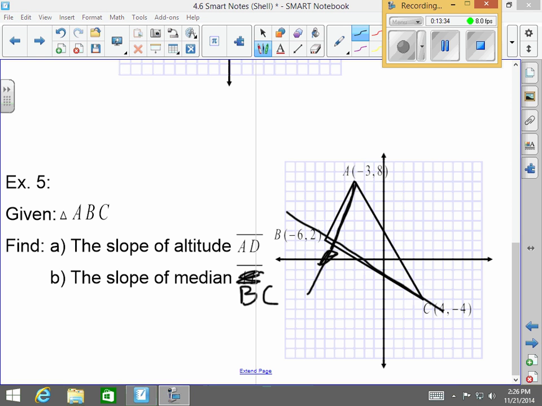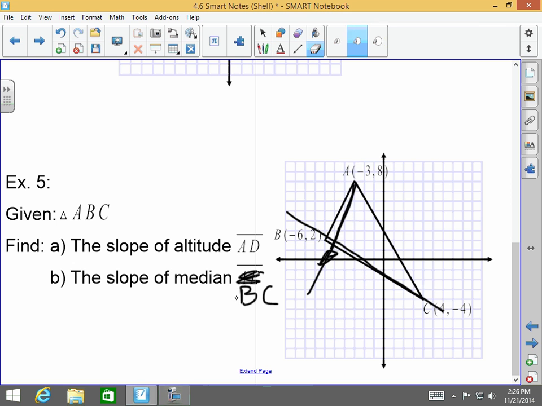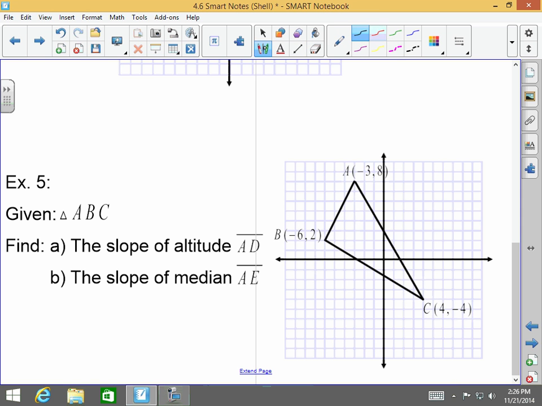And guys, actually, I did not make a mistake at all. I'm calling the median AE. It is median AE. I didn't say it's the median to BC. I'm just saying median AE. Okay, so we're finding the altitude of AD. Well, in order for us to find the slope of the altitude, let's first find the slope of BC. Let's do it easily, though. Let's make our lives easy.